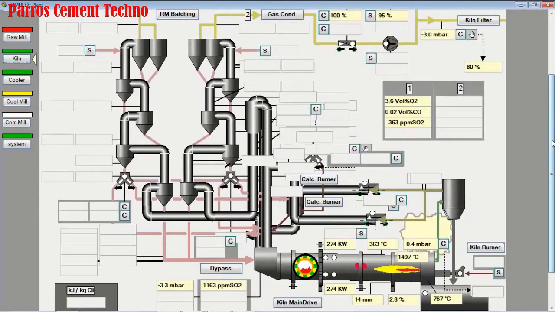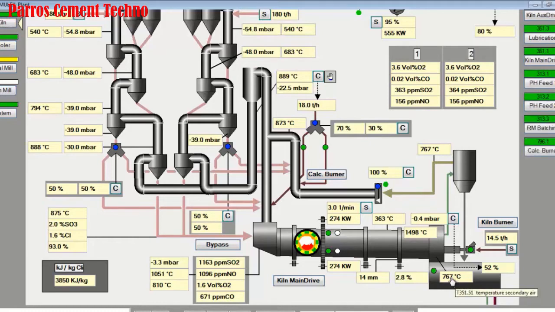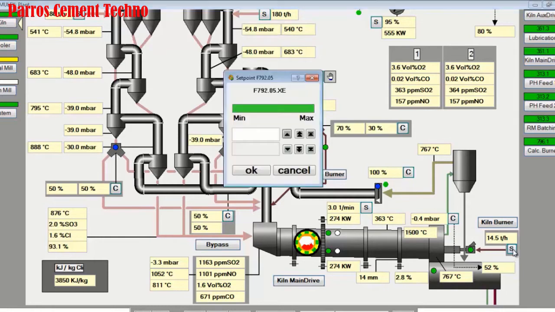We are back again to the kiln display monitor. It is seen that the secondary temperature is still below 800 degrees Celsius, the free lime is still 2.8%, the kiln speed is 3.0 rpm, and the sintering zone temperature is still quite high, so we will increase the fuel consumption in the main burner to 15 tons per hour.